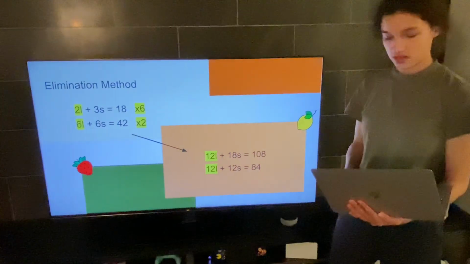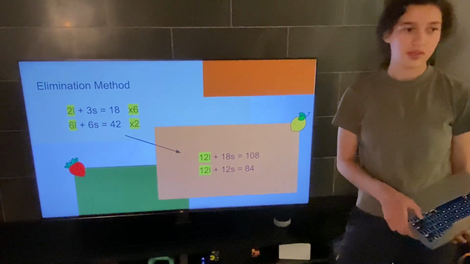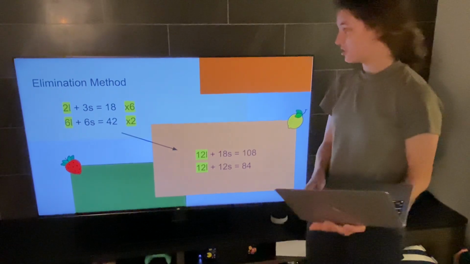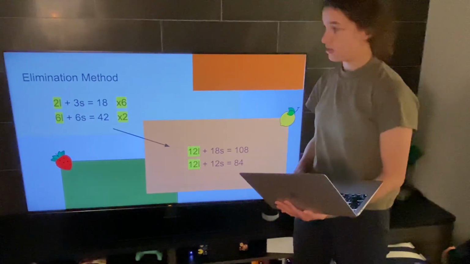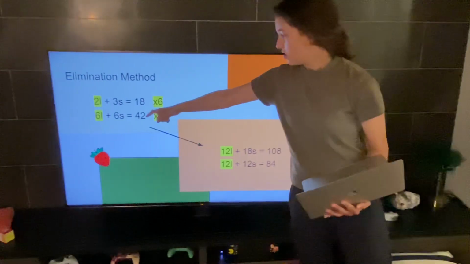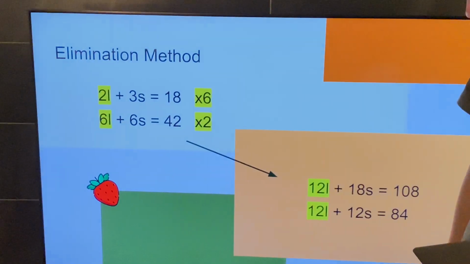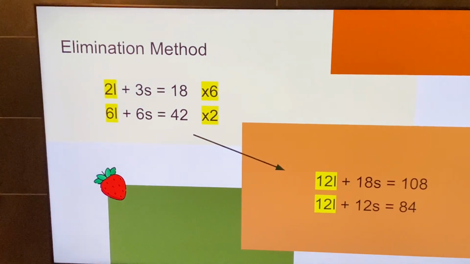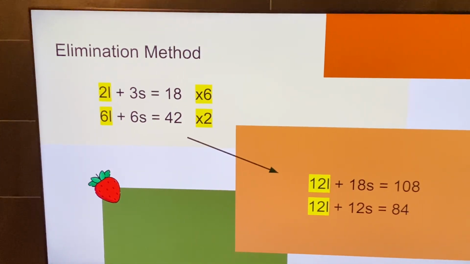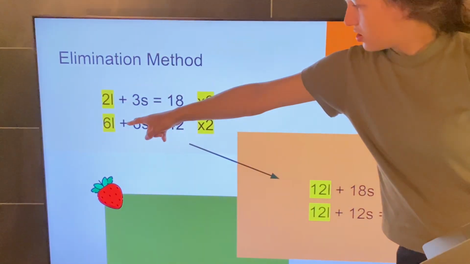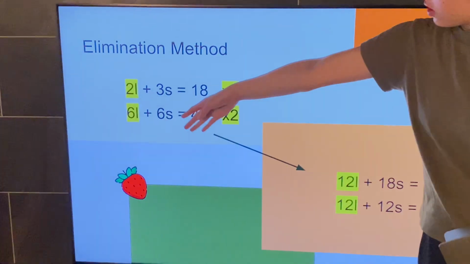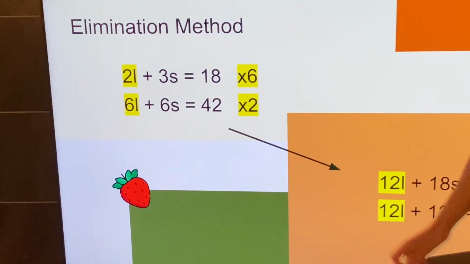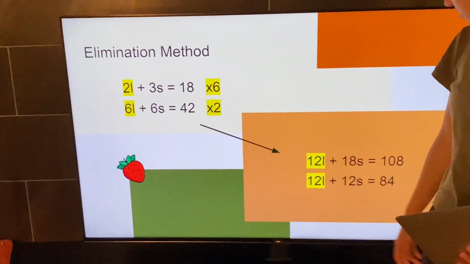The first method that we'll be using to solve the equations is the elimination method. So here is the equation. So we need one of the variables to be the same so that they can be eliminated into each other. So we take these two, it doesn't matter which variable, and we multiply them by each other, so that'd be this.